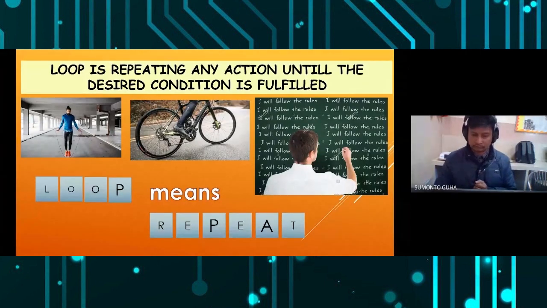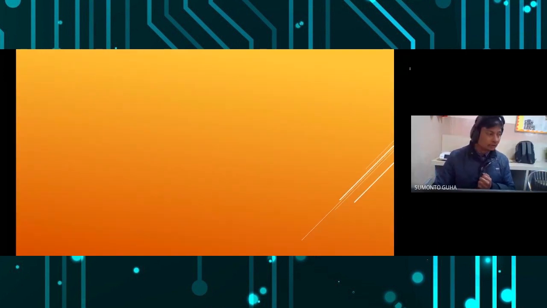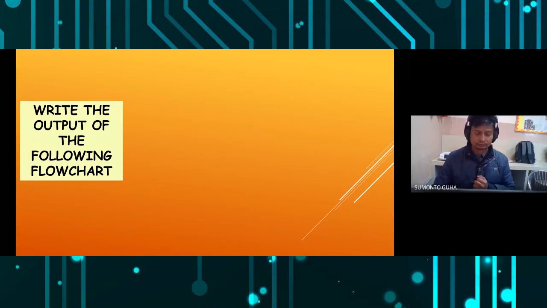Otherwise, if we don't know, then it is known as an infinite loop. That means it will keep on repeating again and again, and it will not stop. So an infinite loop happens in the case of bad programming. So let's discuss something related to flowcharts and loops in flowcharts.